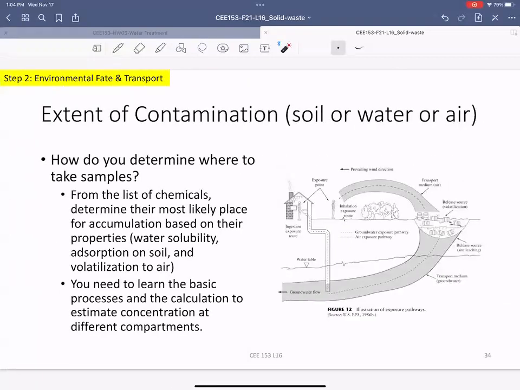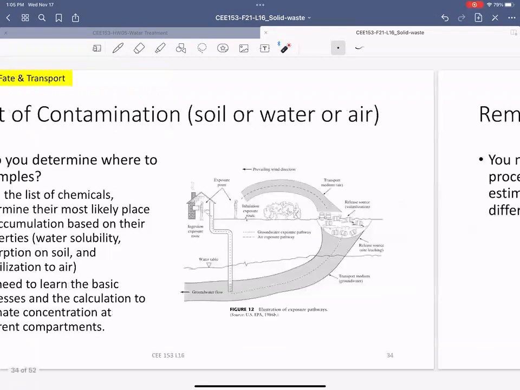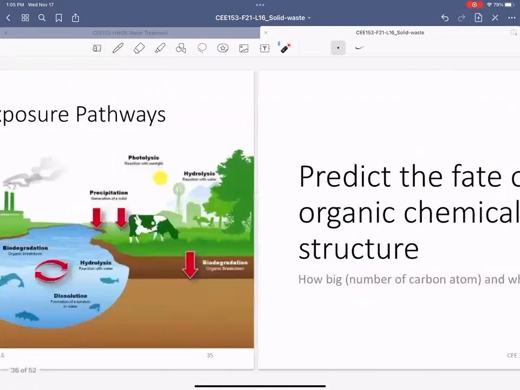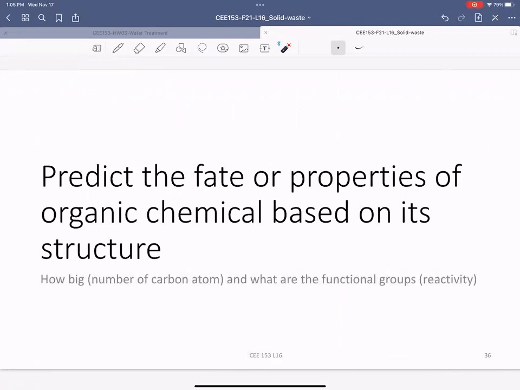So again, another thing is where to take samples. Is it soil, water, or air? That's based on what chemical you are dealing with. So by the end of this class, you can look at a chemical and predict that. I'll give you some examples. Mostly we'll deal with organic pollutants. So that's also a quiz question. You kind of know those things, but I'll reiterate. All right, so let's predict the fate or properties of organic chemicals based on their structure. That means if you look at the organics, you can predict from the structures.